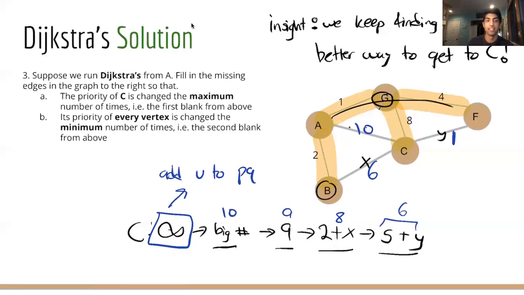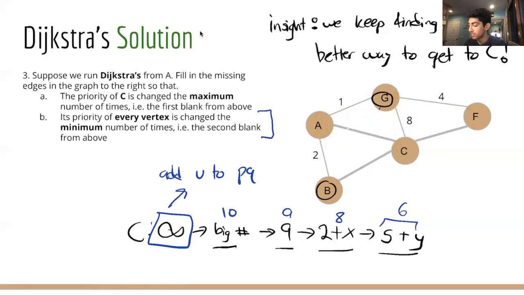Okay. And then the next part is the priority of every vertex is changed the minimum number of times. This is very similar to the last question, so I'll go a little fast. Intuitively, we just want all of these edges to be such that every time we see a vertex, that's the best way of getting to that vertex. We never change our mind. So we can make C's 3. We just use the same example as last time, honestly. We get to G, that's the best. Then we go to B, it's the best. We go to C, it's the best. And then we go to F, and we only change every priority once.